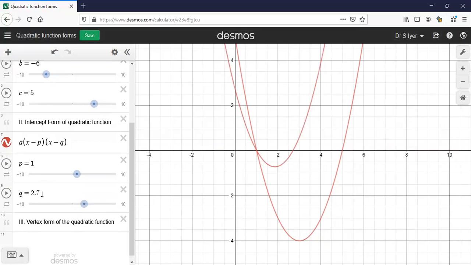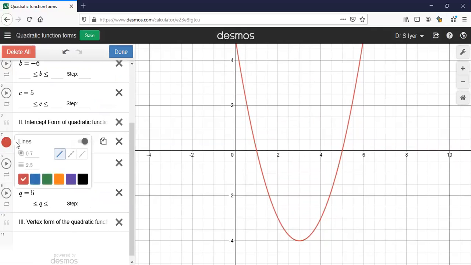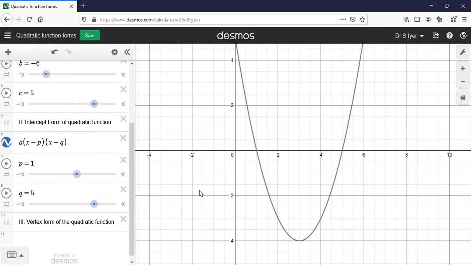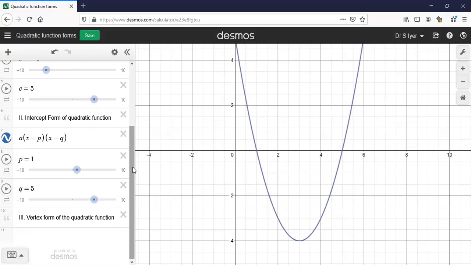There's a reason I'm doing this, and you'll see this in a bit, okay? I'm also going to change the color of this. I don't want this to be red, so I'm going to make this, let's say, blue, okay? Now, notice that these two are essentially the same. Well, if I change the values of P and Q, you'll see what I'm talking about, right?